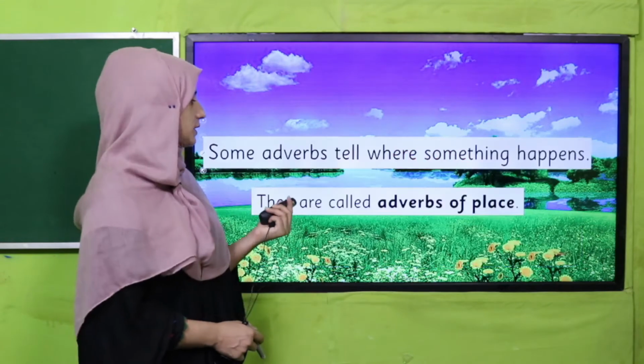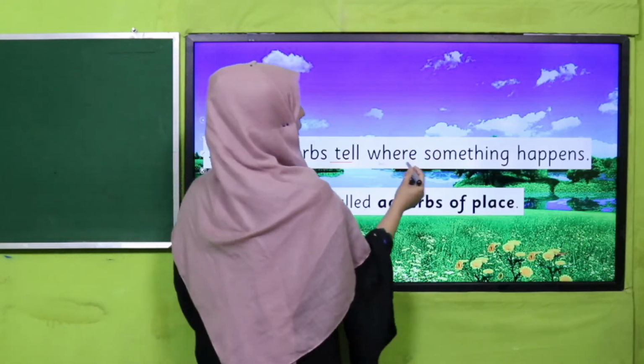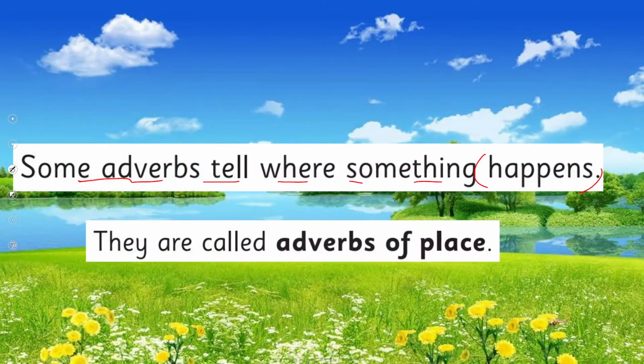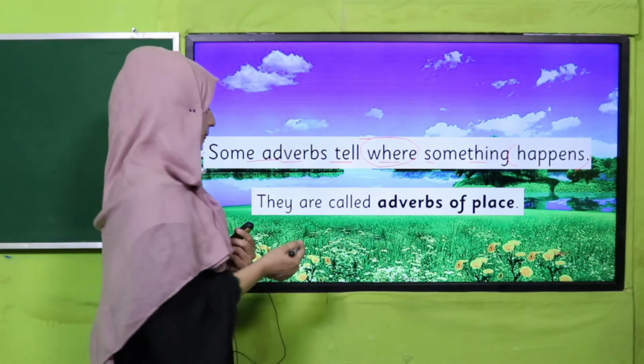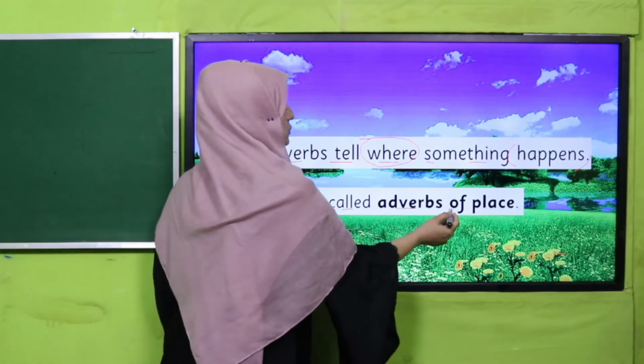Yes, good students. So some adverbs tell where something happens. So that where, can you judge that WH family, where? Yes, where will always tell us about place. They are called adverbs of place.